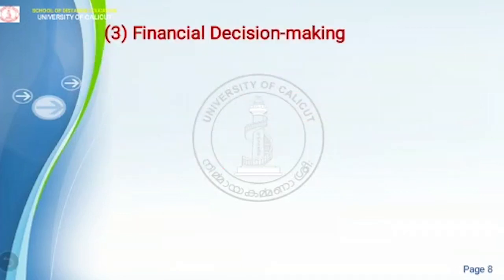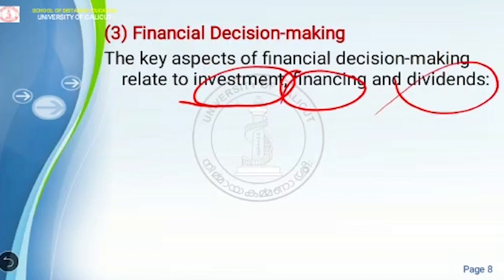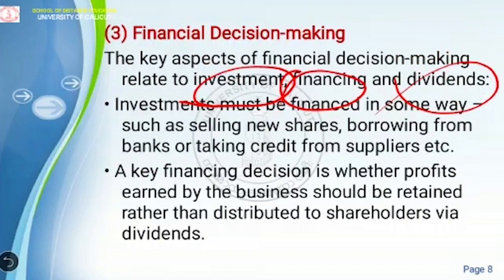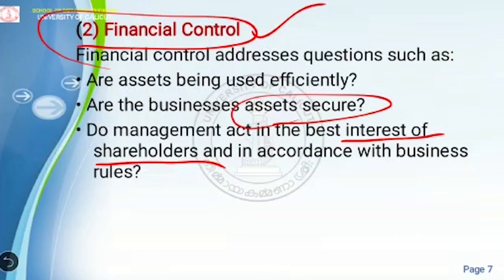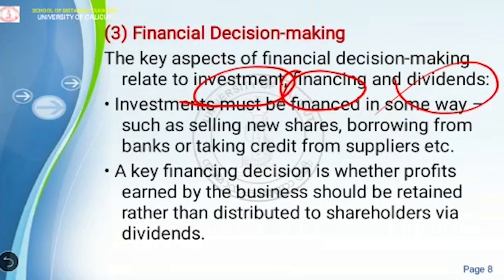And the third key element is the decision relating to finance. Key aspects of financial decision making relate to the investment decision, financing decision and dividend distribution decision. So these are the major key elements in financial management: financial planning, financial control and financial decision making.